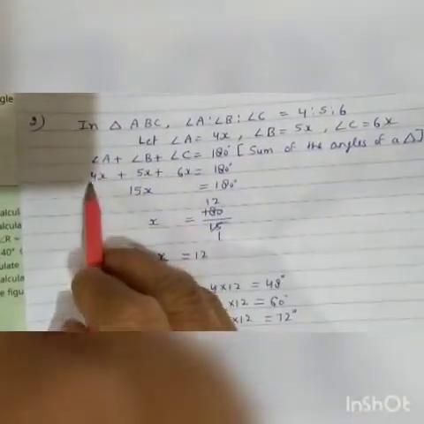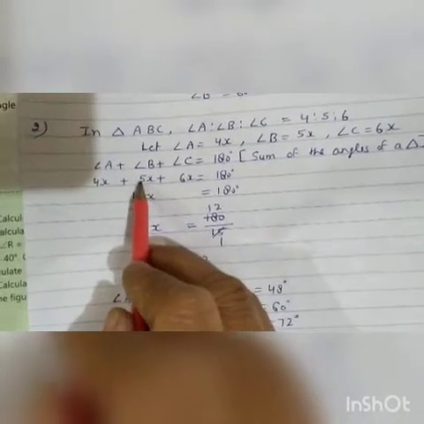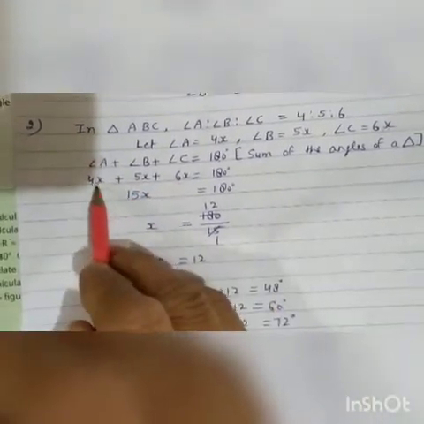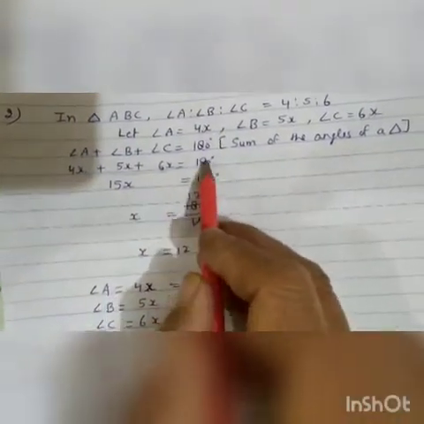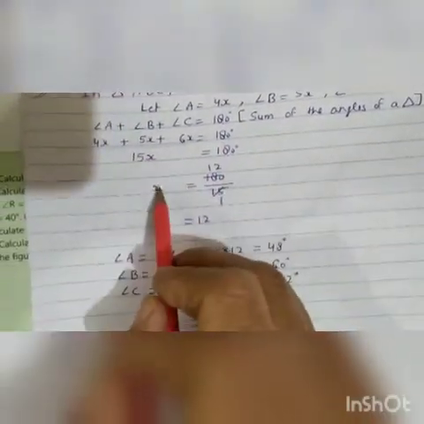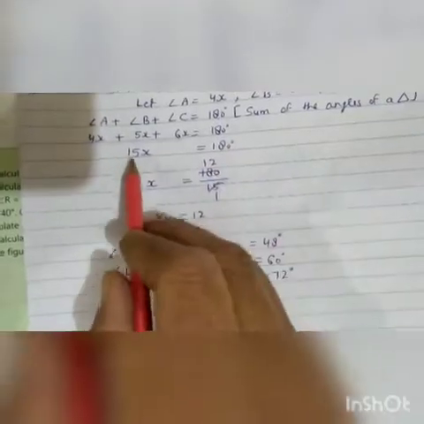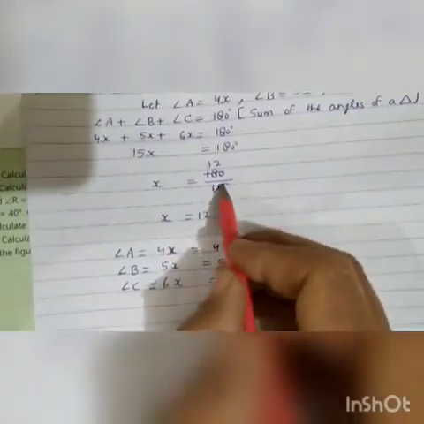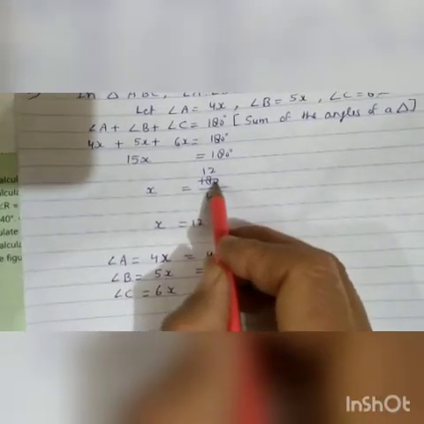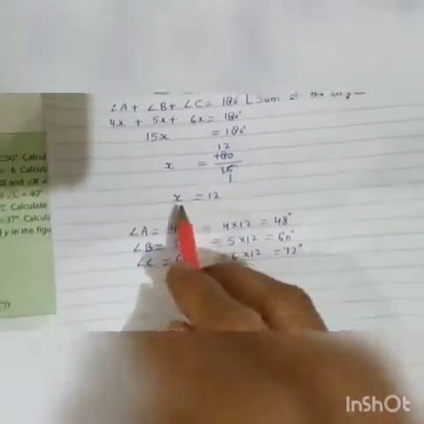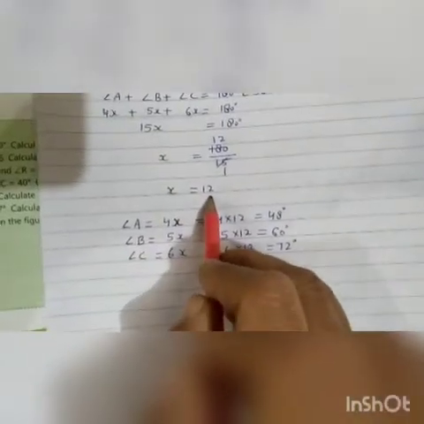Now we will add 4 plus 5 is 9, 9 plus 6 is 15. So the sum of these three angles is 15x equal to 180. Then x is equal to 180 upon this 15. Simplify it. 15 ones are 15, 3 remainder here, 30. 15 twos are 30. So the value of x is equal to 12. Now we will put this value of x here.